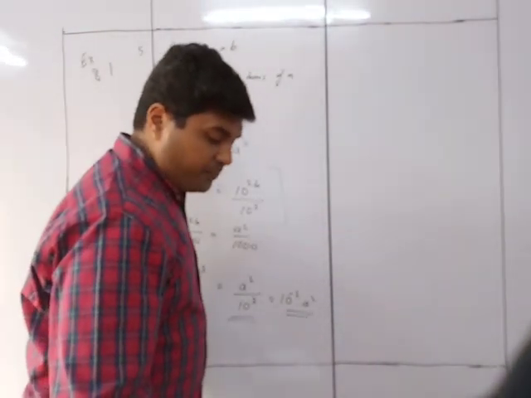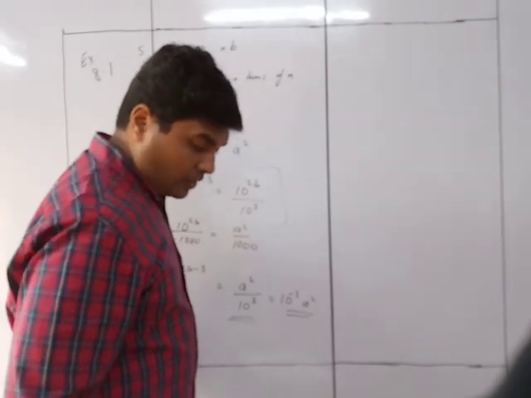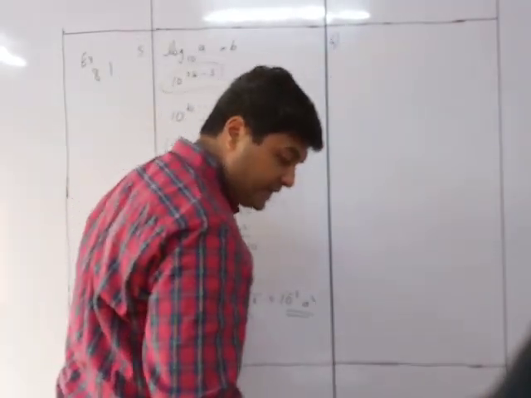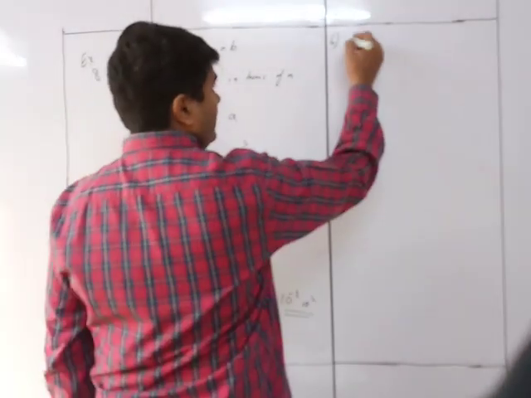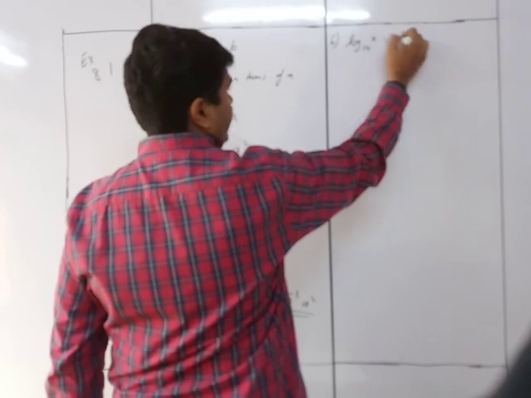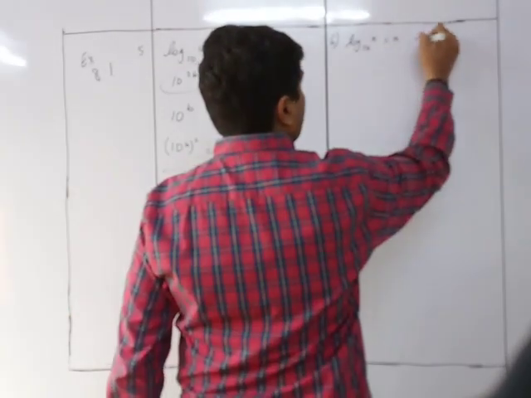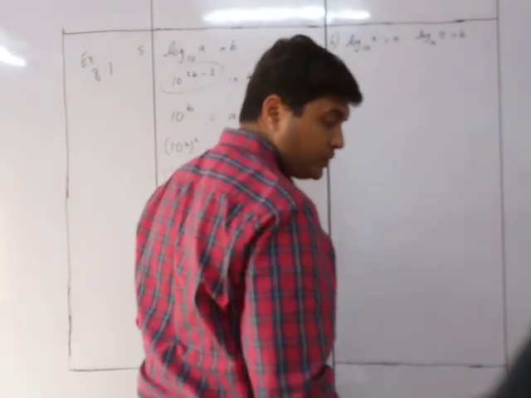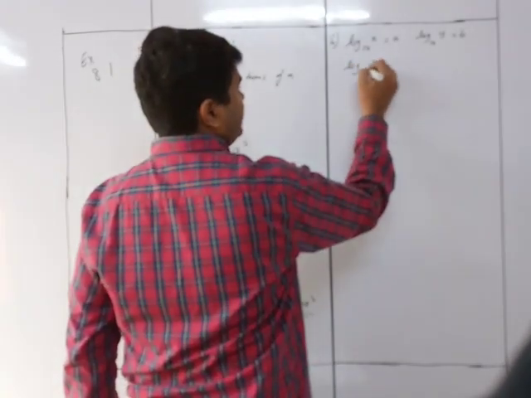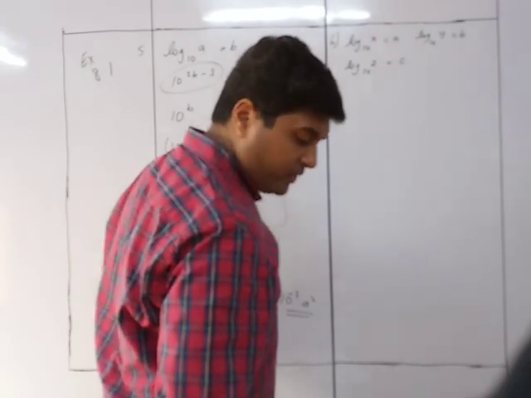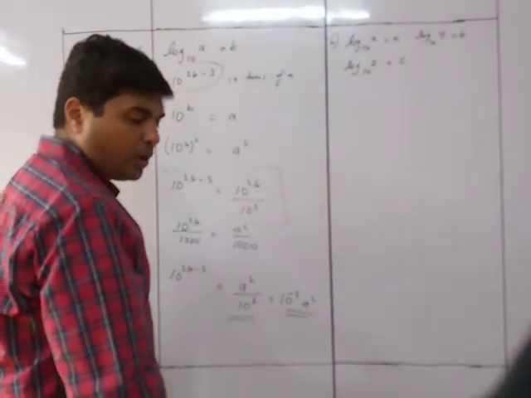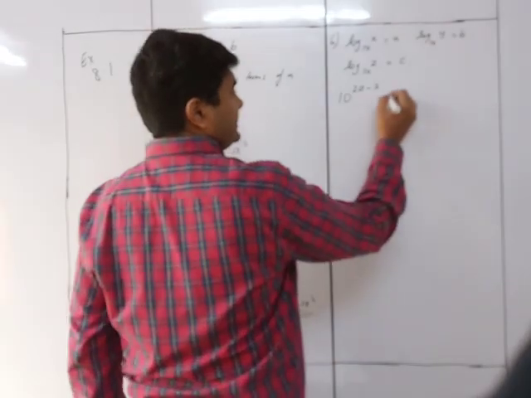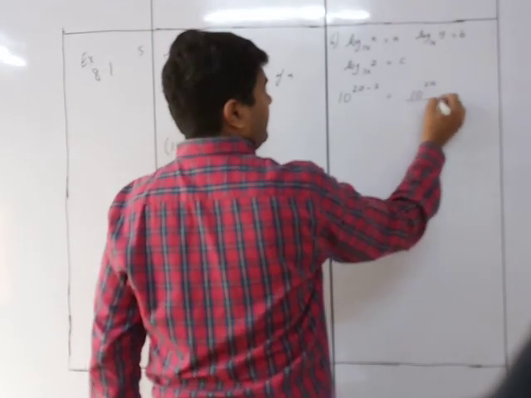We move on to the sixth one. We'll do the second sum of the sixth one, or we can take the sixth completely, not a problem. Sixth complete over here. They have given log of x to the base 10 is equal to a. Log of y to the base 10 is equal to b. Okay. And log of z to the base 10 is equal to c. There are three things that they have given to us. First, they want to know 10 raised to 2a minus 3. So 10 raised to 2a minus 3 is what they want to find out. So this is nothing but 10 raised to 2a upon 1000.